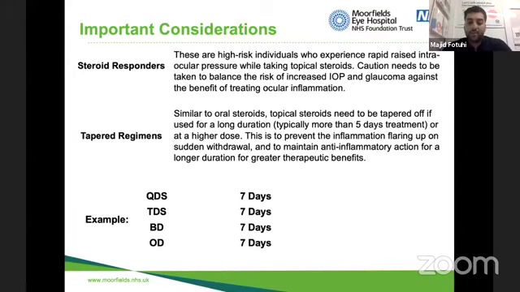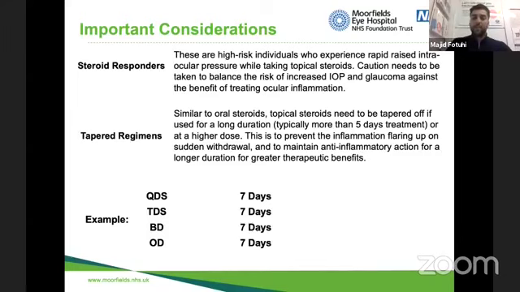So an example regimen can be demonstrated here: QDS for 7 days, 4 times a day, reduced down to 3 times after 7 days, twice a day for 7 days, and once a day for 7 days. And this sensible approach to steroid therapy will help to ensure you reduce the risk of side effects, and you also increase the likelihood for the therapy to work.